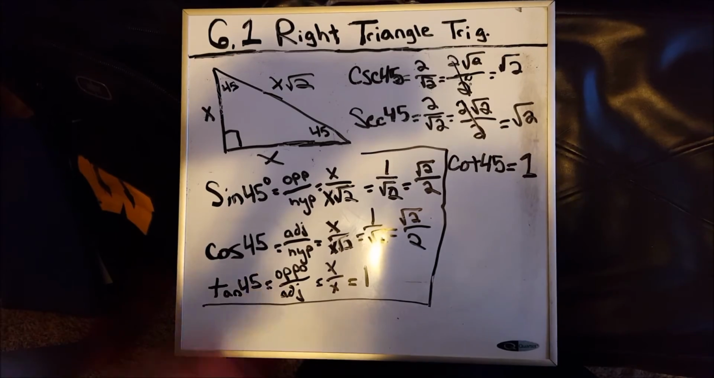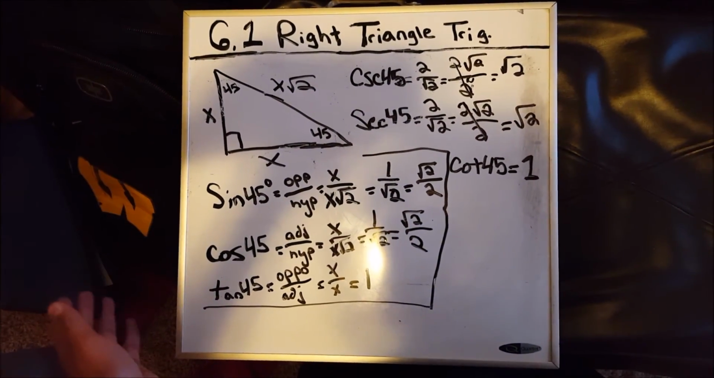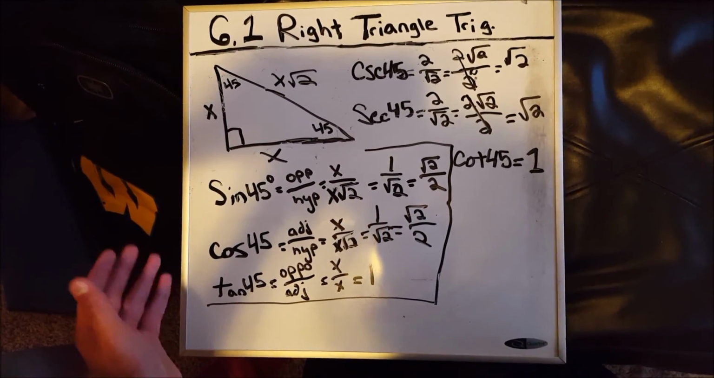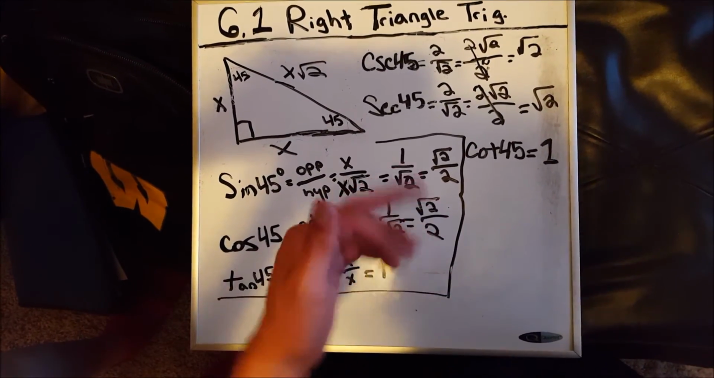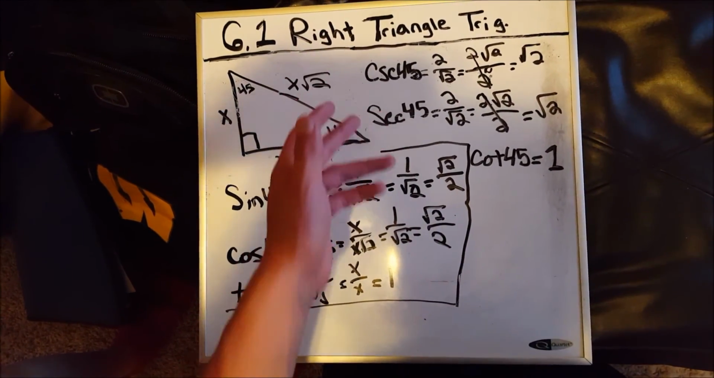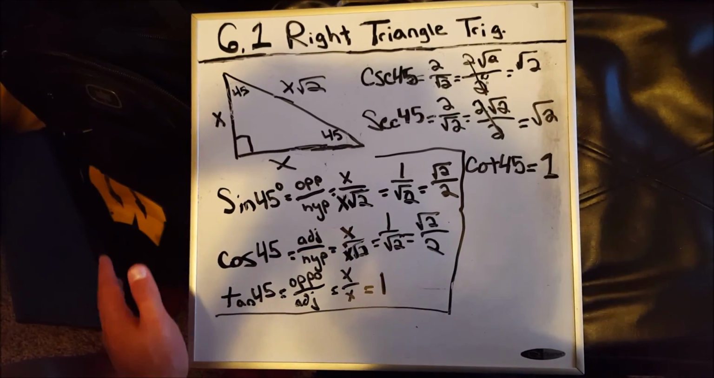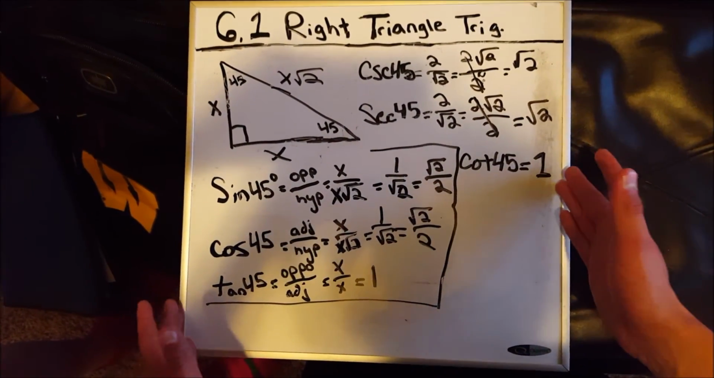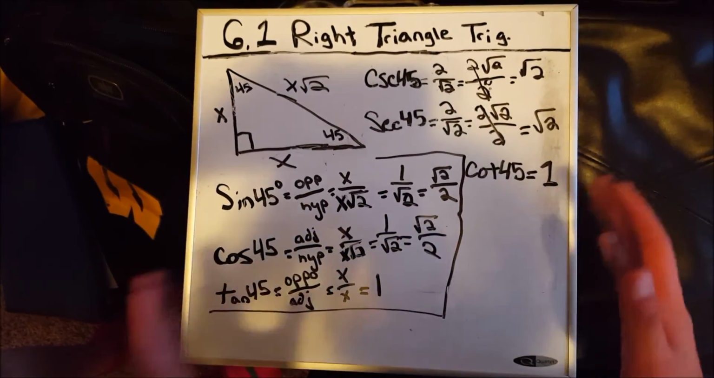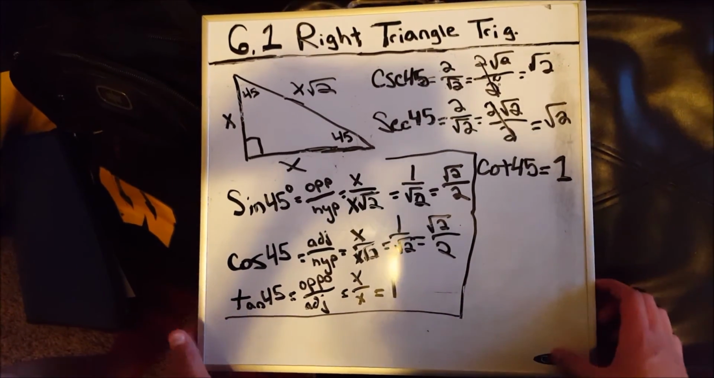Alright, finally here's all the stuff for the 45-45-90 triangle. Just a few things to point out. Notice that the sine and the cosine are the exact same. Same with the cosecant and secant, the exact same as each other. And the tangent and the cotangent are also the same. Just wanted to point that all out to you guys just to make it a little bit simpler on your lives.